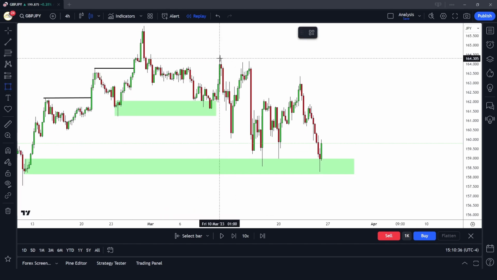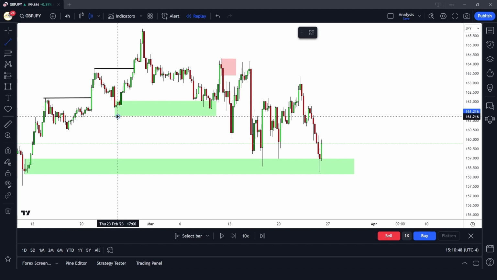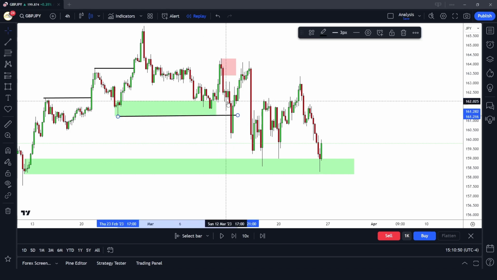So there is a formation of this rally base supply zone, and after the formation of this supply zone, we can see the market changes character, because here we can see the trend changing from bullish to bearish with the formation of this very big-bodied bearish candle.